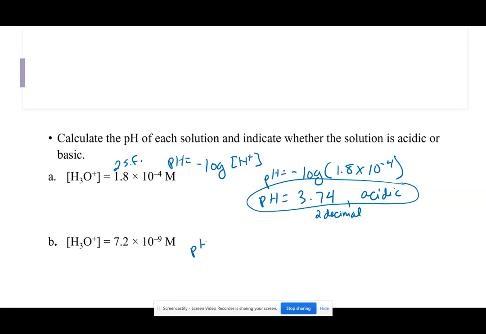For this one, pH is going to be negative log of 7.2 times 10 to the negative 9. So my pH is going to be 8.14. Again, 2 sig figs in my concentration, so 2 decimal places in my pH. This is a pH greater than 7, so this is basic.